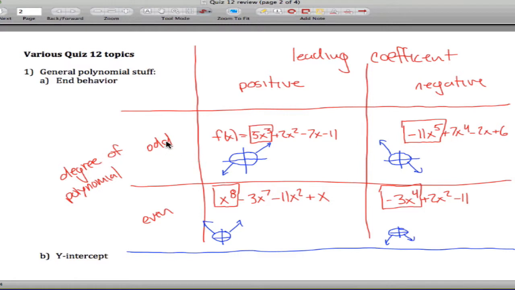If the degree is odd, that means you go the other way when you go to the left. So we went to the right, we went up when we went to the right, so we must go down when we go to the left. We went down when we went to the right, so we must go up when we go to the left. Or if the degree is even, then you go the same way. We're going up this way, now we'll go up this way, down this way, down this way.